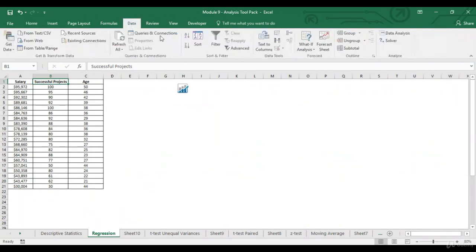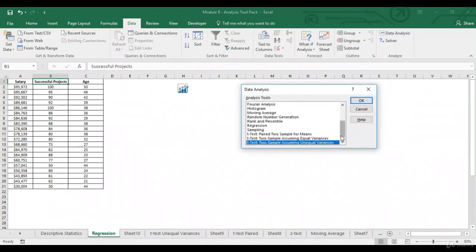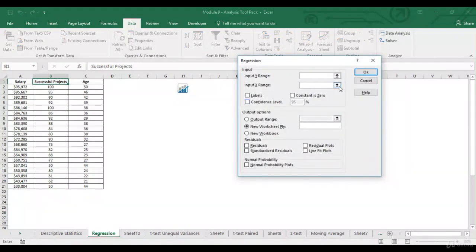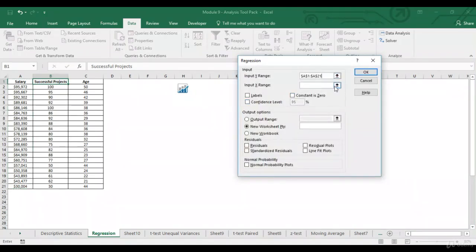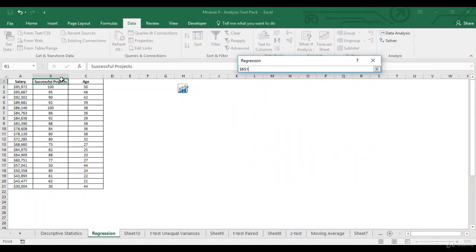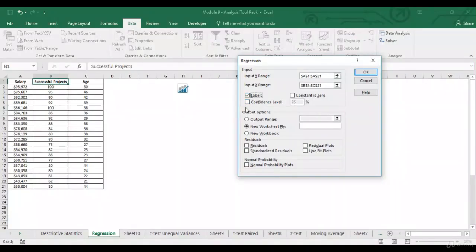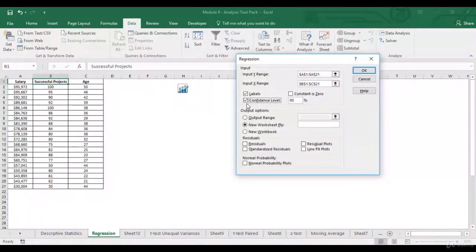So we'll go to data, we'll go to data analysis, regression, click on OK. Input y range is this, input x range is this, labels, confidence level is 95%, which is fine, and then we'll click on OK.